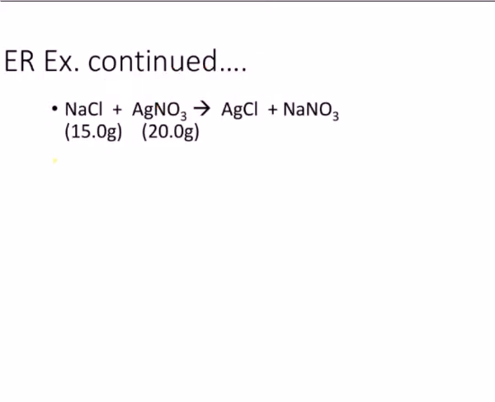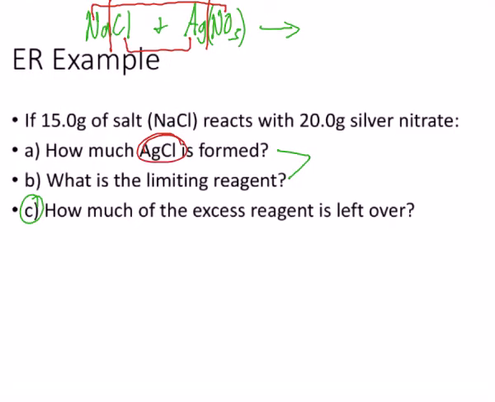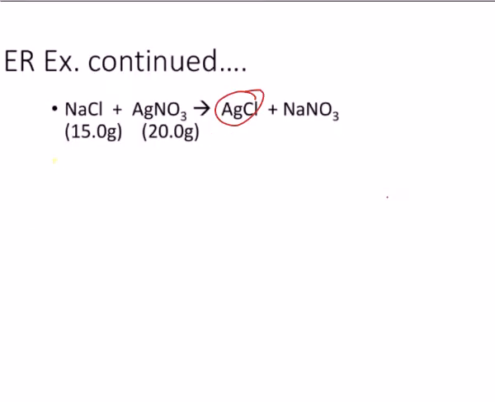Now, in this problem, it told us to go to which one? Which one did it tell us to go to? Silver chloride, because it says back here, how much AgCl is formed. So you may as well just calculate that right there. So go ahead and do that, guys.